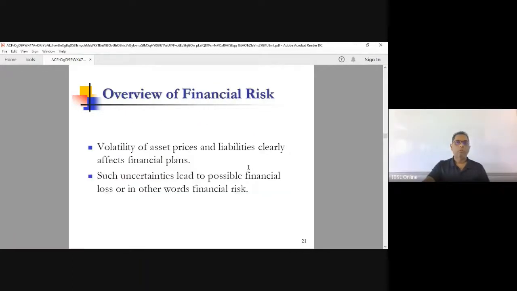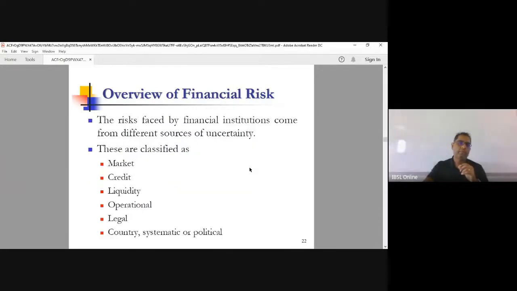Okay, so basically slide 21, we are talking about financial risk. It's all part of ALM and it's reiterating what we've discussed just now. Volatility of asset prices and liabilities clearly affects financial plans. So basically we are talking from a more overall perspective.